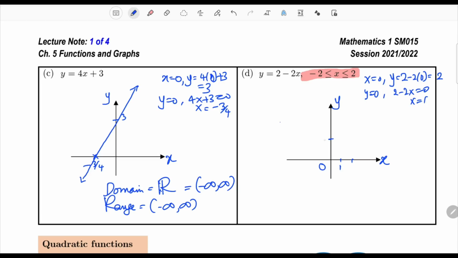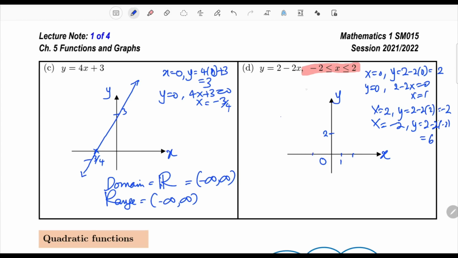So this is your 1, this is your 2. When x is 2, your y is 2 minus 2 times 2, so you get negative 2. When x is negative 2, your y is 2 minus 2 times negative 2, so you get 6. Right?